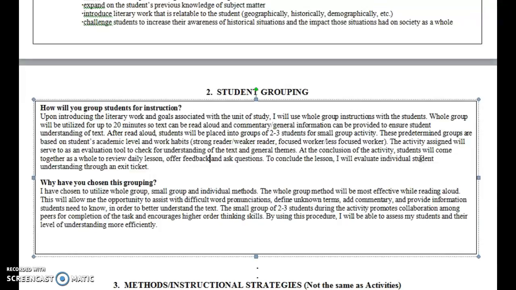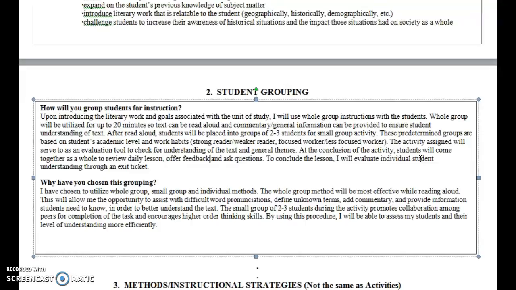After reading aloud, the students will be placed into groups of 2 to 3 students for small group activity. Those predetermined groups are based on the students' academic level as well as their work habits. And I chose this because, of course, a strong reader and a weak reader can help each other, but also a focused worker and a less focused worker.